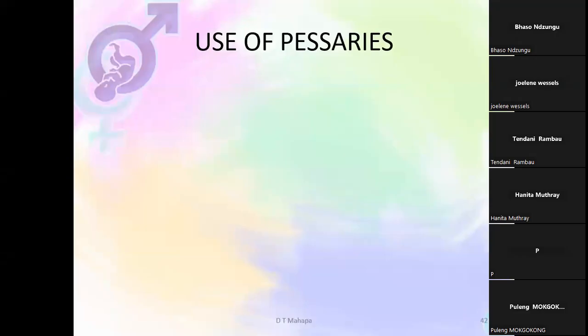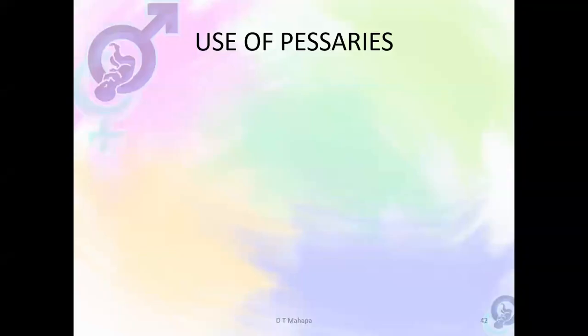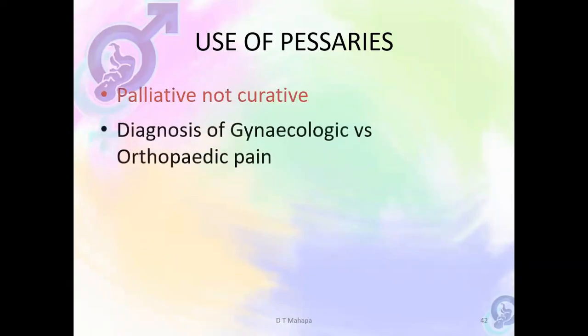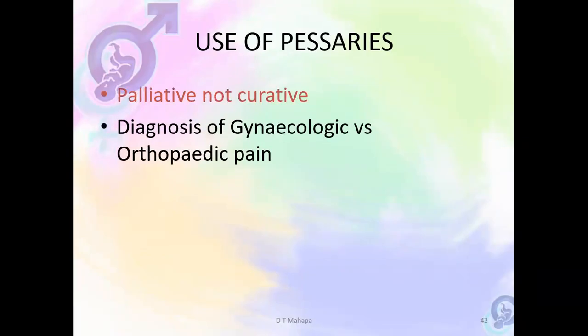That video demonstrates very well what pelvic floor muscle exercise can do to your pelvic floor to reduce the severity of pelvic floor problems. The palliative method we use for those women who are very old, frail old women who cannot stand a 3 hour operation, is pessaries. We put a pessary that keeps the uterus up there, keeps the bladder up there, keeps the rectum up there. And a pessary is very good in that it can help diagnose between gynecological and orthopedic backache.